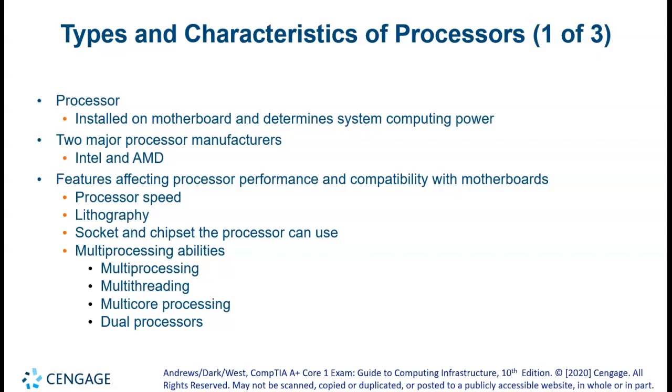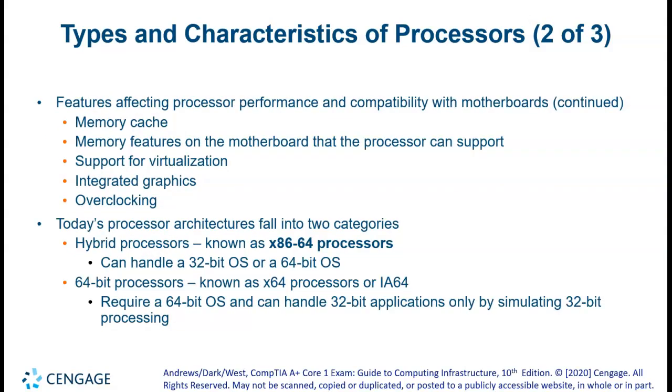Features affecting processor performance and compatibility with motherboards: processor speed, lithography, socket and chipsets the processor can use, multi-processing abilities, multi-threading, multi-core processing, dual processing. You see multi-core when you do virtualization. Other features: memory cache, memory features on the motherboard that the processor can support, support for virtualization, which is very important, integrated graphics, that's your motherboard and your video card, and overclocking.